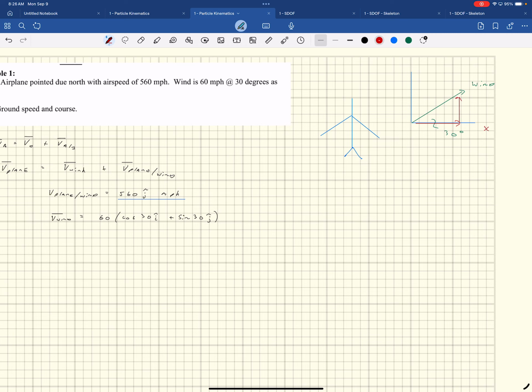I should probably label my axes. That's the X, that's the Y, the way that I'm defining this. And just break it into two components. This is just a vector problem. I'll break it into the I component and the J component.